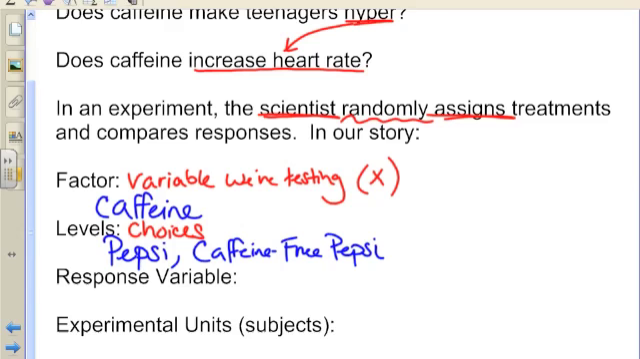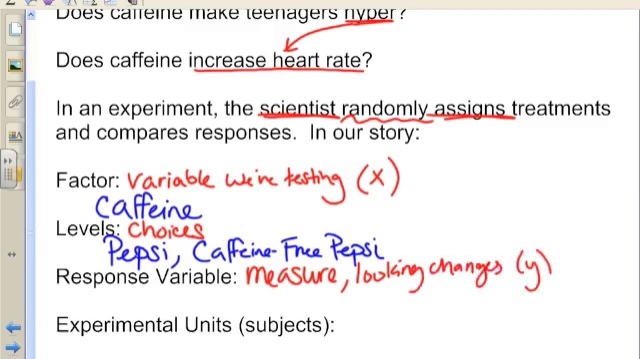The other important variable here is my response variable. This is the one I'm going to measure. I'm looking for changes or differences. You might think of this as the y variable, the response variable. So in our experiment, if I'm checking to see if caffeine changes your heart rate, in the end, I want to measure your heart rate. That's what I'm going to compare between my groups.